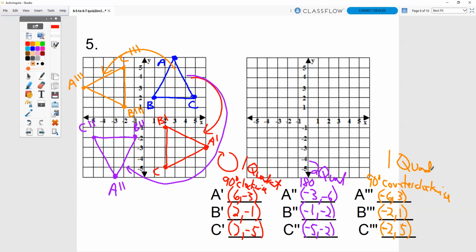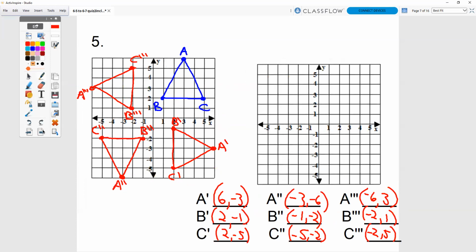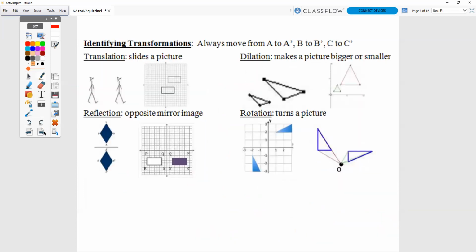Those are going to be helpful for later on. You should end up with 1 picture in each quadrant. The next thing that we have to do from 6, 7 is we have to do combinations of things. You're going to be doing 2 things. So a combination between translations, reflections, rotations, and dilations.